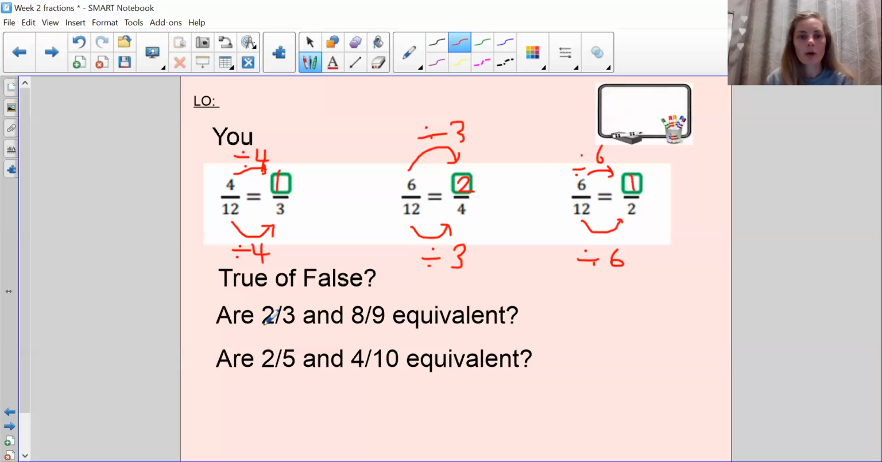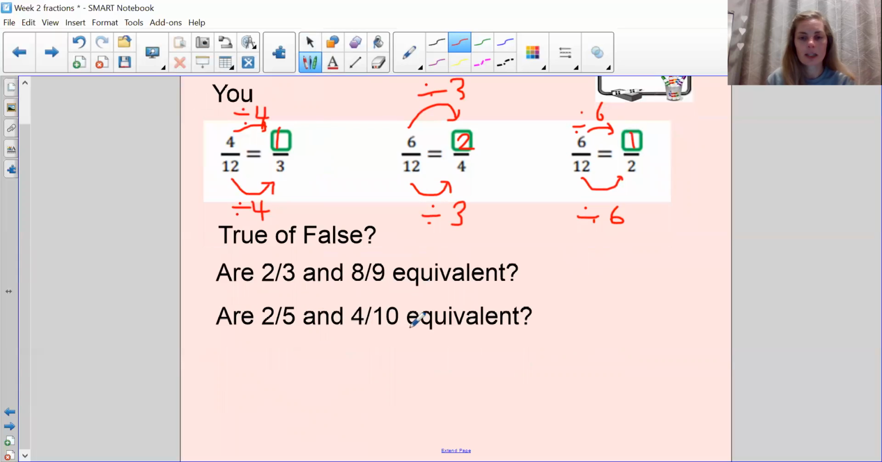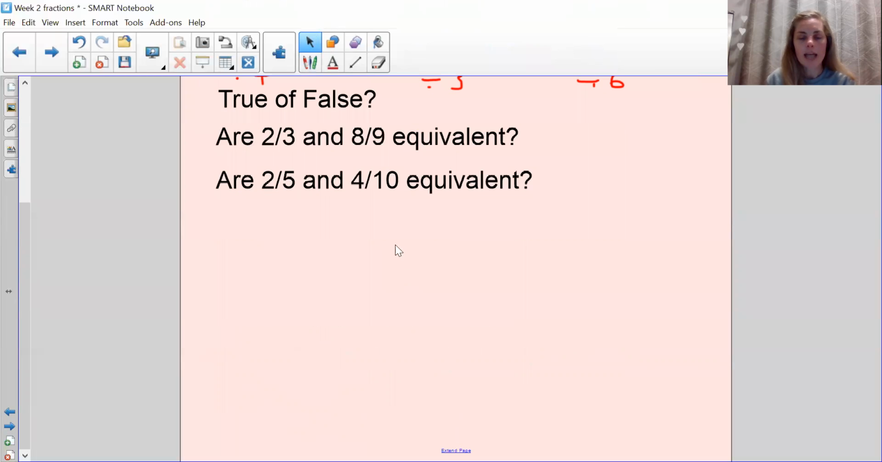Okay. True or false? Is 2/3 and 8/9 equivalent? So let's have a look. Let's investigate. I'm going to do the first one with you, and you can do the second one on your own. If you think that you want to go for it on your own, then pause the video now and give it a go. But if you need a bit of help, then let's have a look at this one together.